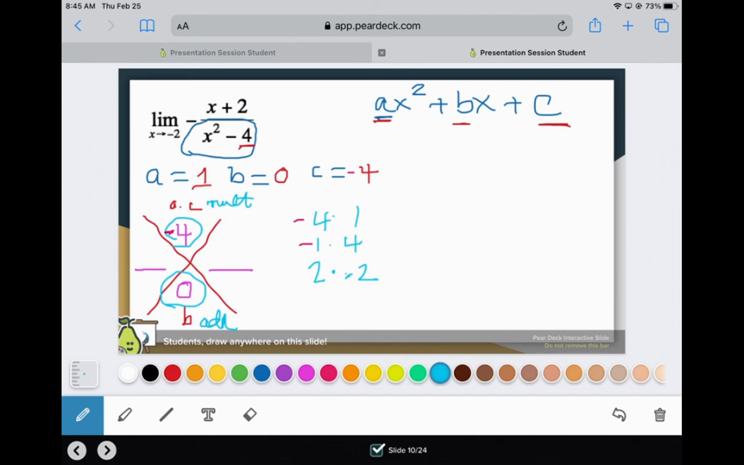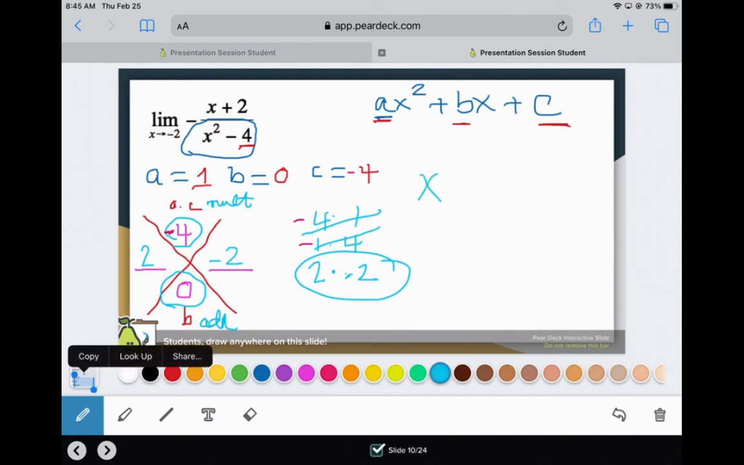So which pair? I know this one, if I add them up, it's not going to get me there, so I cross it out, so I end up with 2 and negative 2. So if I factor this one out, it's going to be x plus 2 because this one is positive, and then x minus 2 because that's negative. So that's my factor. Okay, so that's how I factor this one.